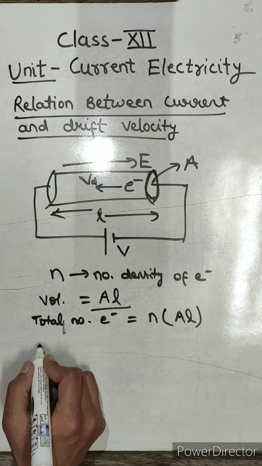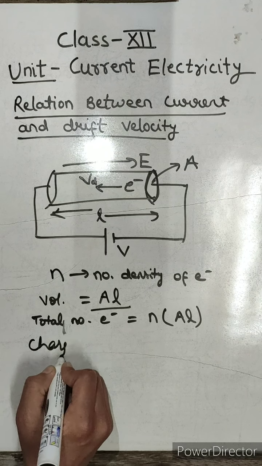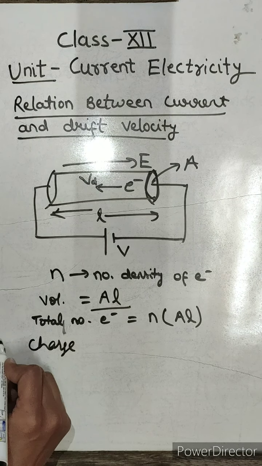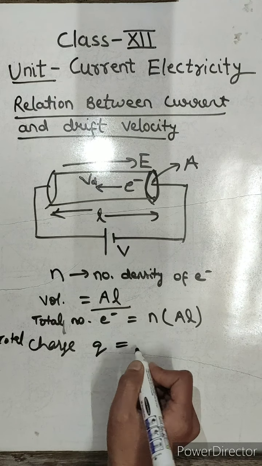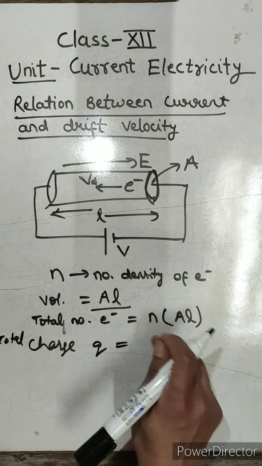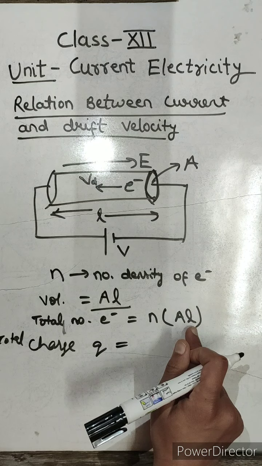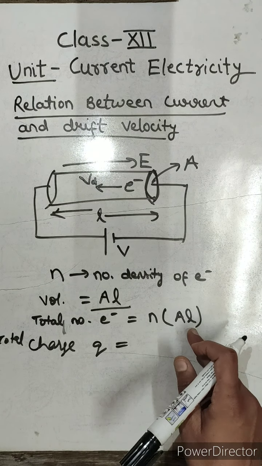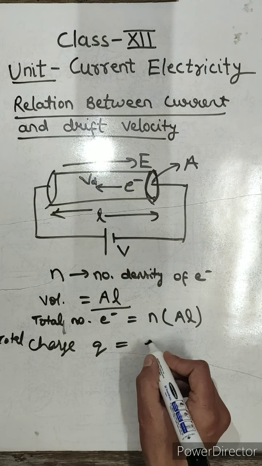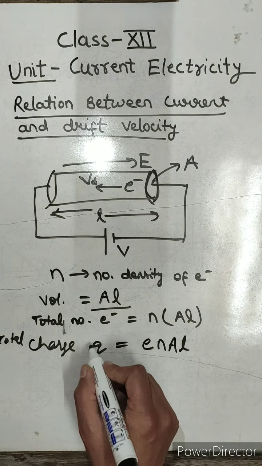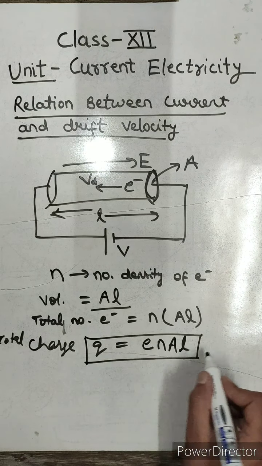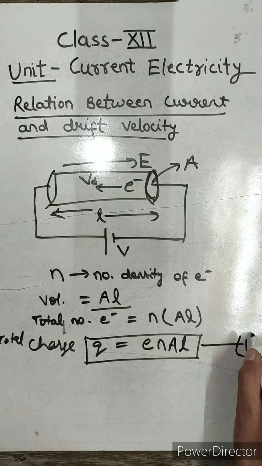So what will be the charge? Total charge, let's name it Q. It will be the total number of electrons multiplied by the charge on one electron, and the charge on one electron is e. So it will be e times N A into L. Let's name this equation 1.